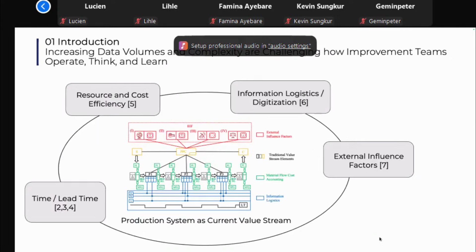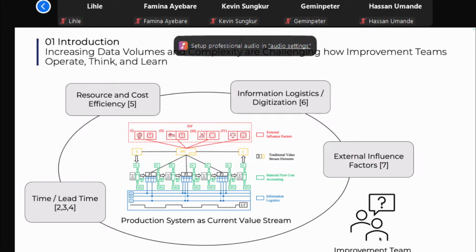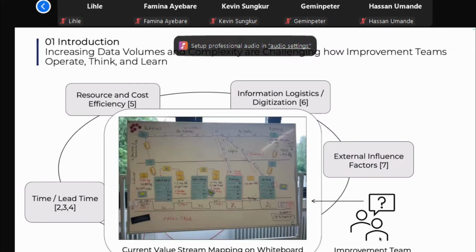Now, of course, the world is changing. Nowadays, it's not enough to just think about lead times, how can I produce as fast as possible? We also need to consider resources, we need to consider costs. We need to think about how digital my production system is, and we also need to think about external influences like geopolitical situation, aging workforce, and technology availability. And all these together are increasing data volumes and complexity in industry. Of course, this triggers a change in how improvement teams should work.